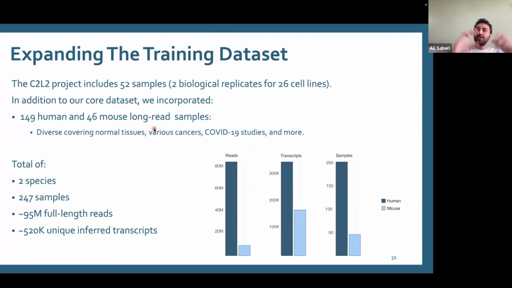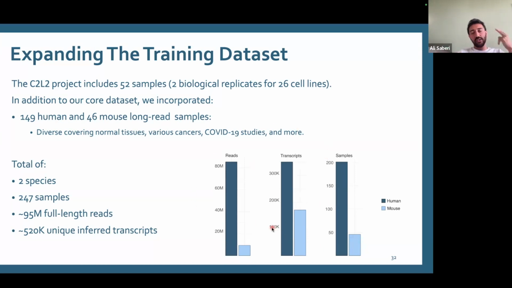We asked our collaborators to give us all of the long read data that they have. We wanted to make it as comprehensive as possible. And of course, all of this data is filtered for high quality reads. And so we got 149 new human samples and 46 mouse samples. Eventually these are our training set, well, not training set, I will explain. We have lots of filtrations here, but this is all of the data that we have.